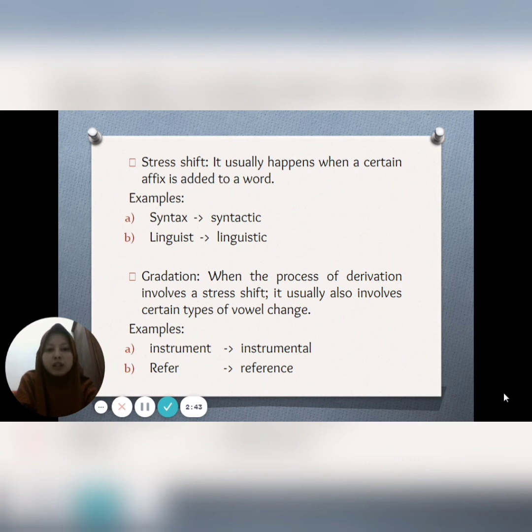Nine, gradation. When the process of derivation involves a stress shift, it usually also involves certain types of vowel change. For example, A, instrument becomes instrumental. B, river becomes reverence.